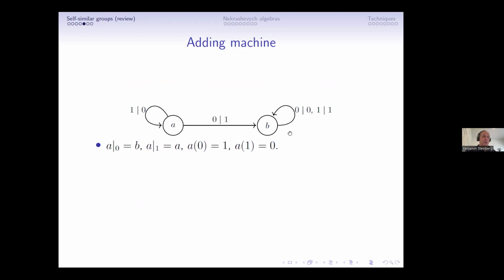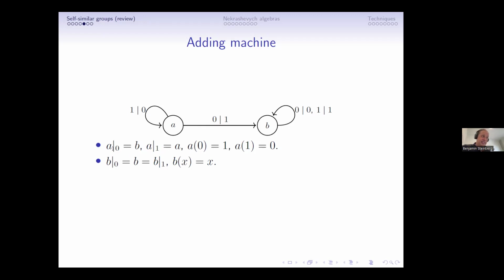So let me give you an example of an automaton. This is an automaton doing what's called the adding machine. This automaton has two states, A and B. These represent two automorphisms of the binary tree. On state A, if your input is 1, you output a 0, and you return to state A. And if you're at state A and your input is a 0, you output a 1, and you move to state B. If you're in state B, if your input is a 0, you output a 0. And if your input is a 1, you output a 1, and you always stay at state B.